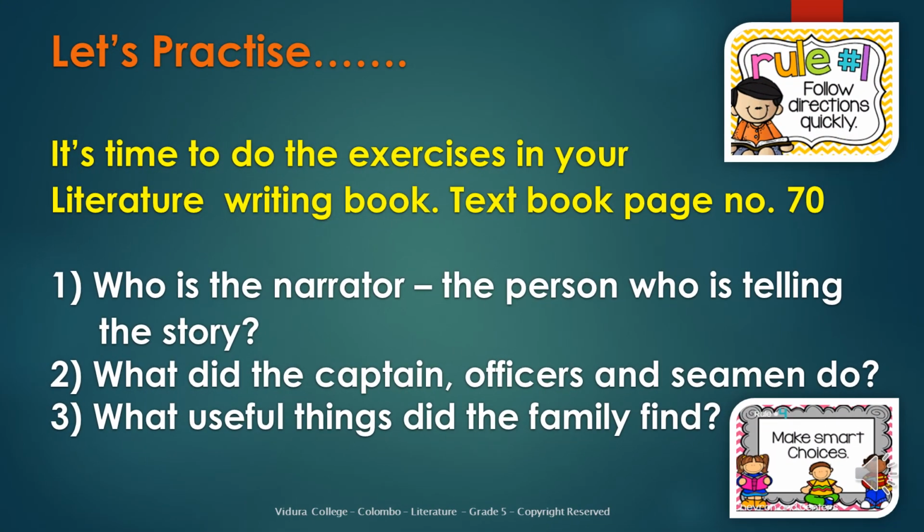Let's practice. Rule number 1. Follow the directions quickly. It's time to do the exercises in your literature writing book. Textbook, page number 70. Children, can you answer these 3 questions? Number 1. Who is the narrator, the person who is telling the story? Number 2. What did the captain, officers and seamen do? Number 3. What useful things did the family find?